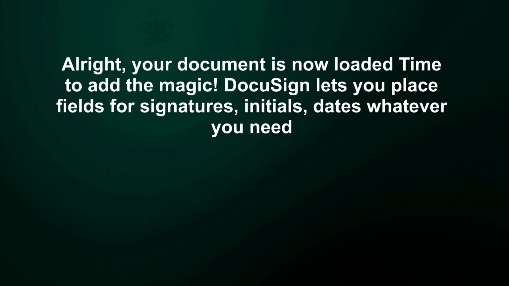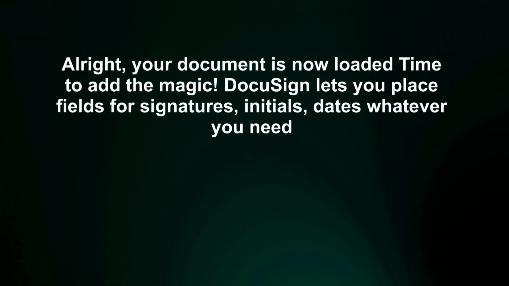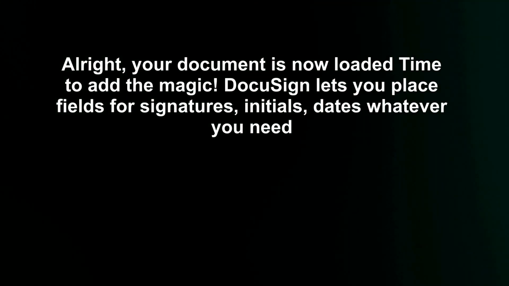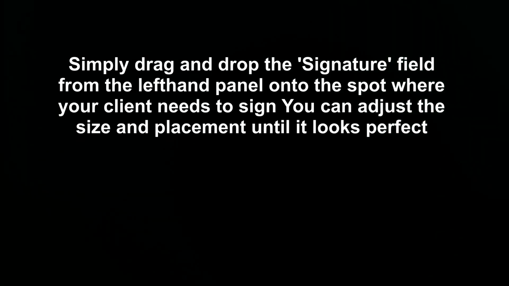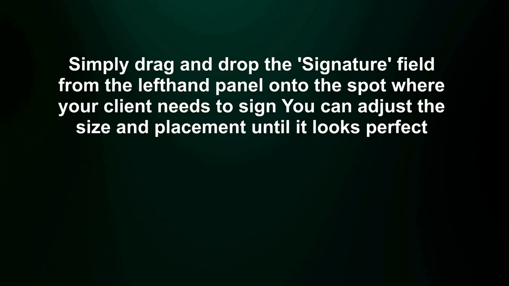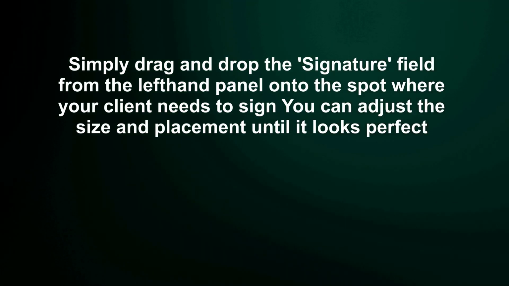Alright, your document is now loaded. Time to add the magic. DocuSign lets you place fields for signatures, initials, dates, whatever you need. Simply drag and drop the signature field from the left-hand panel onto the spot where your client needs to sign. You can adjust the size and placement until it looks perfect.